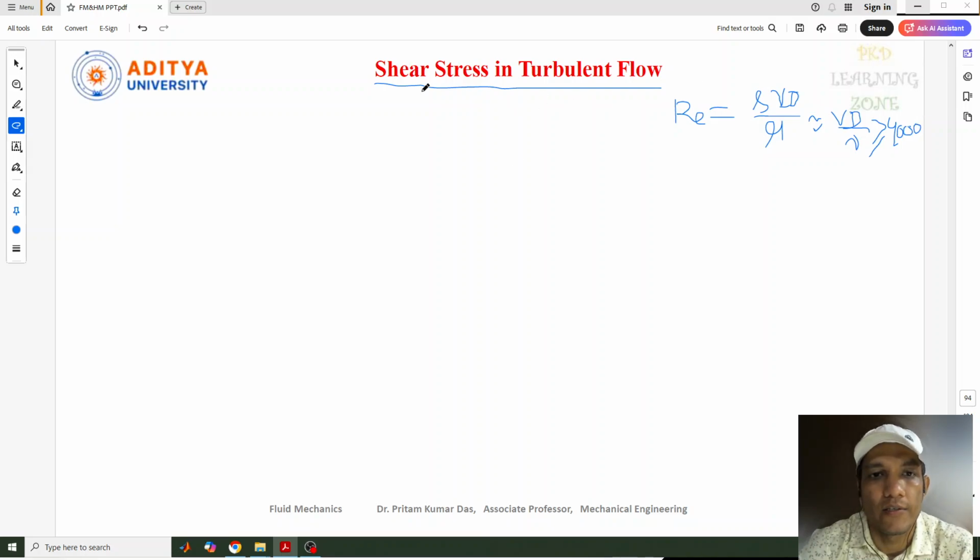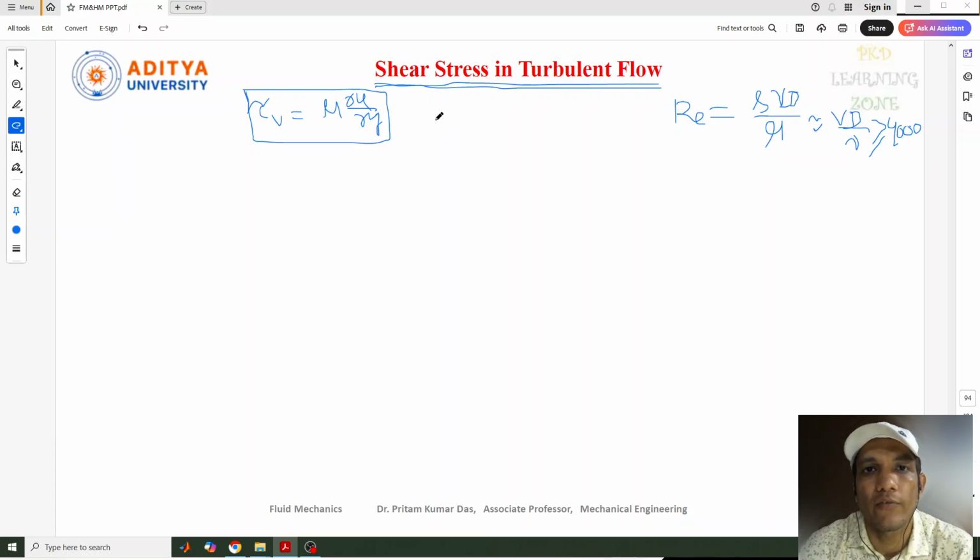Now, in previous videos we have already seen the shear stress equation for fluid flow. This is tau equal to mu into du by dy. We saw this equation in Newton's law of viscosity. Here I have written tau v, with the term v denoting the shear stress due to viscosity. So tau v equals mu into du by dy, where mu is the viscosity and du by dy is the velocity gradient.